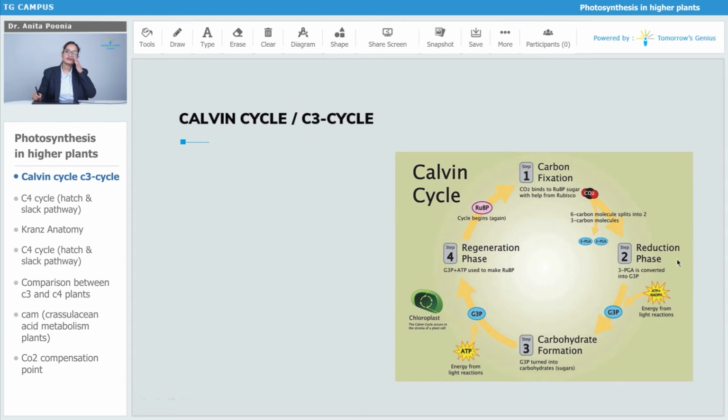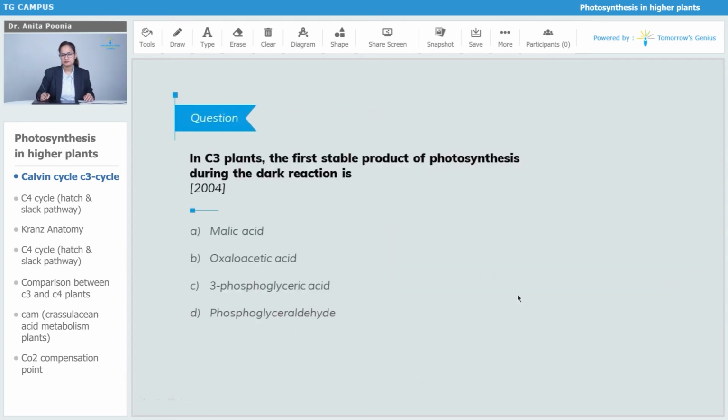Now here, talking about the first one, before that we land upon another question. In a C3 plant, the first stable product of photosynthesis during the dark reaction is malic acid, oxaloacetic acid, 3-phosphoglyceric acid, or phosphoglyceraldehyde? And you know that in C3 plants, the first stable product of photosynthesis during the dark reaction is C, 3-phosphoglyceric acid.